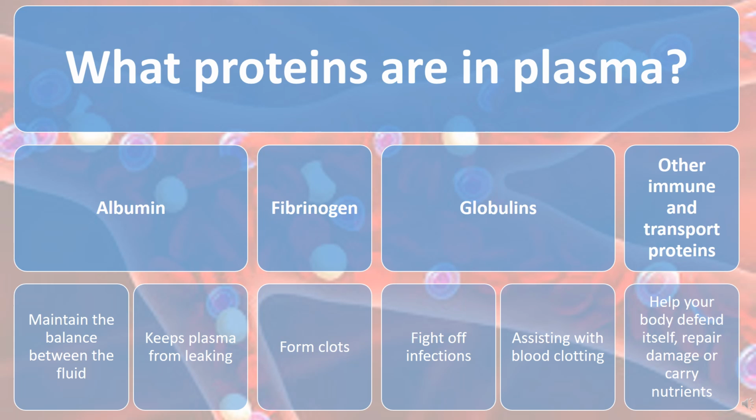Fibrinogen. This protein helps your body form clots and then repair tissues, turning those clots into healthy tissues or scar tissue. Globulins. These proteins help fight off infections, transporting things in the bloodstream and assisting with blood clotting. Other immune and transport proteins. These proteins can help your body defend itself, repair damage, or carry nutrients or vital compounds to other places inside your body.